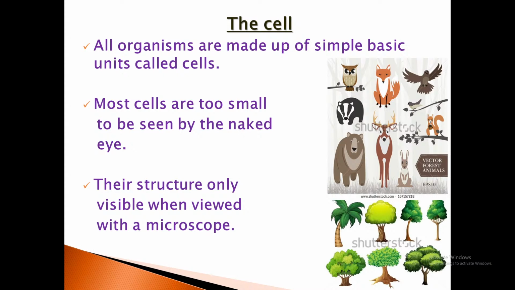So the third point on the slide is saying their structure is only visible when viewed with a microscope. Let's say, for example, you're looking at a muscle cell. You cannot see a single muscle cell with the human eyes alone, the naked human eyes. You will have to use a very powerful electron microscope that will allow you to identify that single cell, and that is simply because of the size of that cell, meaning that it is extremely small.